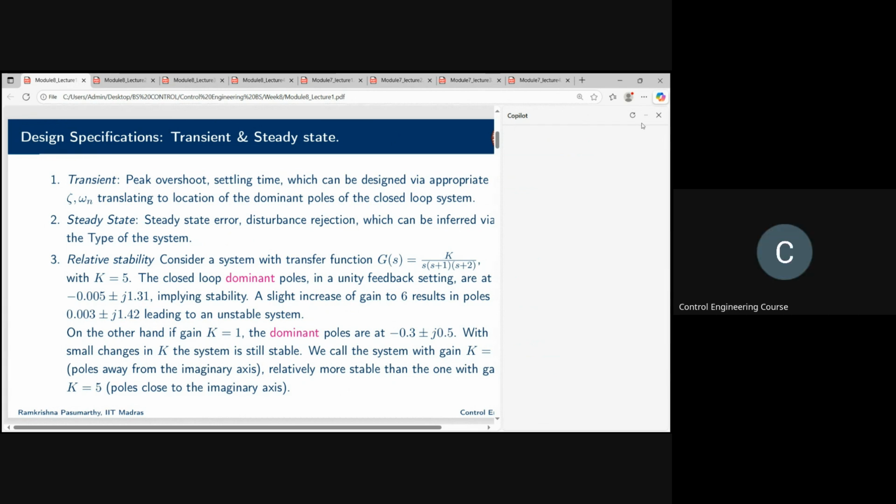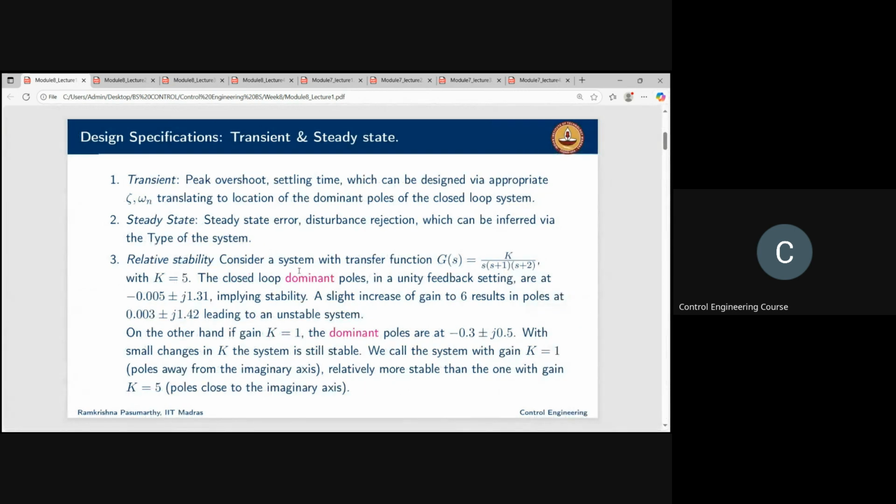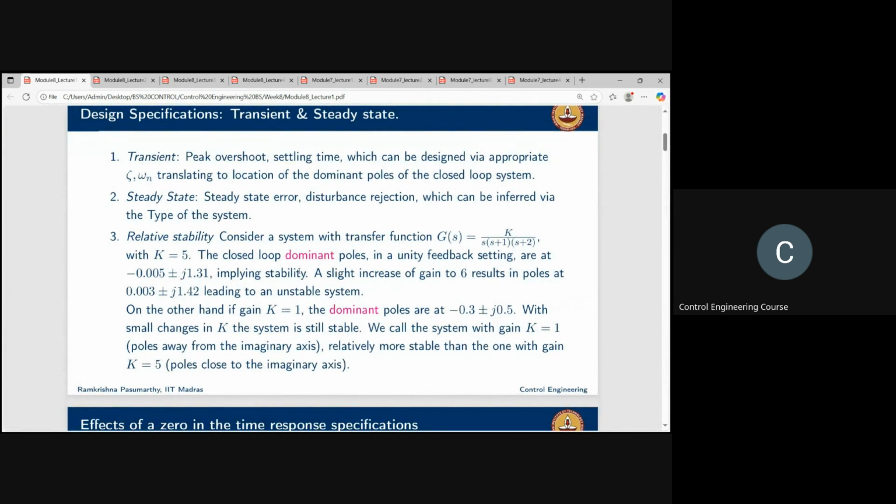Yes, sir. So if it is type 0, it is Kp. If it is type 1, it is Kv. If it is type 2, it is Ka, right? So either of these three will be the steady state specification. If you give the steady state error, you can translate that into Kp, Kv, Ka specification. Okay, either of them. So there are two transient response specifications, the peak overshoot and settling time, and there is a steady state error specification.